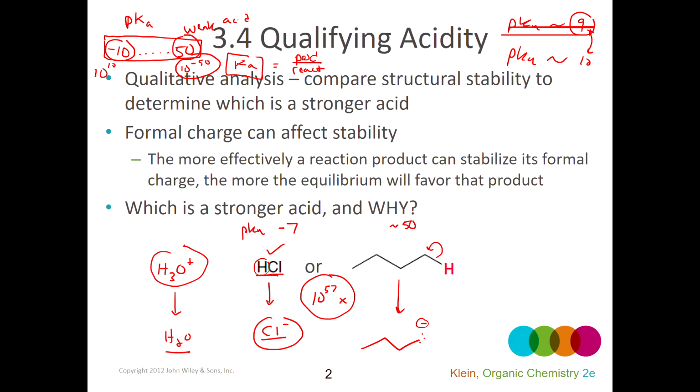And the difference there has to do with the stability of the charges that result. So if we can use the pKa values to say that HCl is much stronger as an acid, that means its resulting charged conjugate base must be much more stable than the other one. And that has to do with chlorine's ability to stabilize a charge versus carbon. So let's just talk about that real quick. Why is chlorine able to stabilize a charge better than carbon?